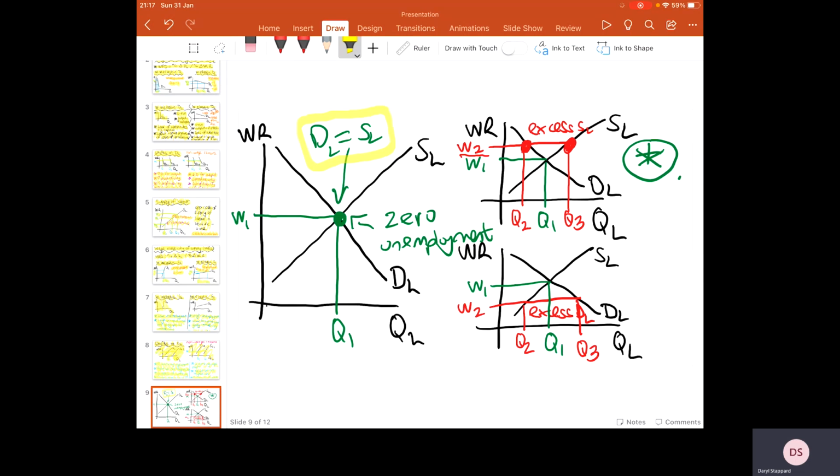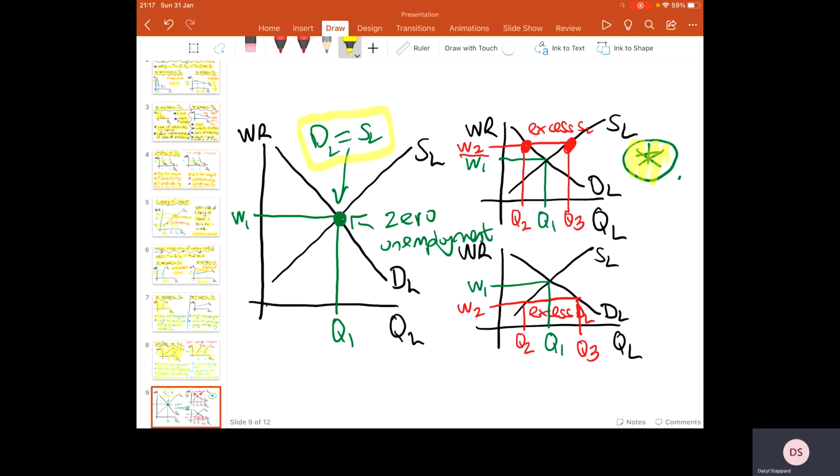Now, what's interesting about this point is if labour markets were perfect and worked like this perfectly through the forces of supply and demand, we would have zero unemployment. The demand for labour would be identical to the supply of labour. Now think about how this would happen.